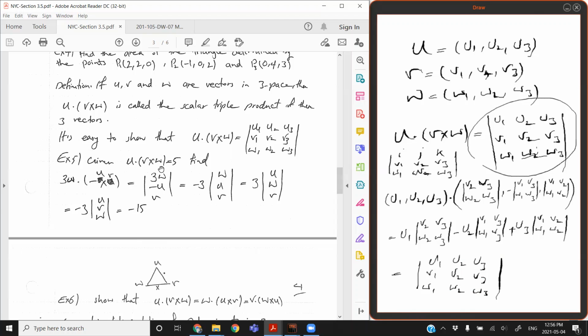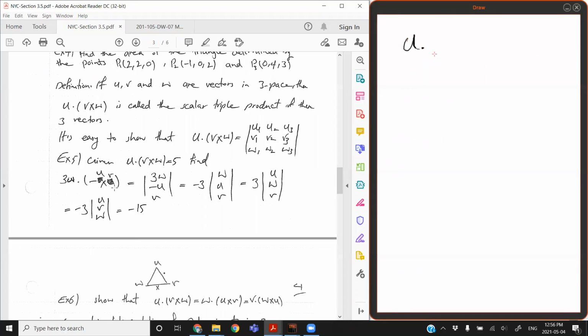So let's do this example. Given that U dot V cross W is 5, you want to find this. So you know that U dot V cross W is 5. You want to figure out what 3W dot minus U cross V is. So this is how you do this problem. You say this is like having a determinant of a matrix where the first row is 3W, the second row is minus U, and the third row is V.